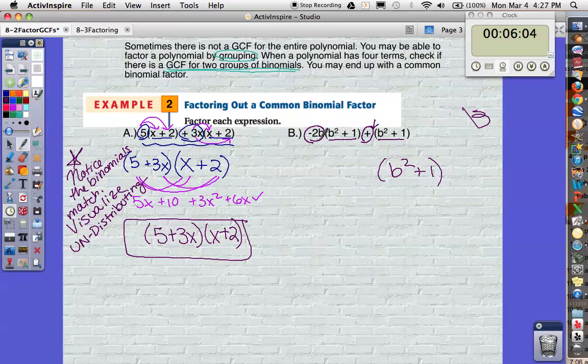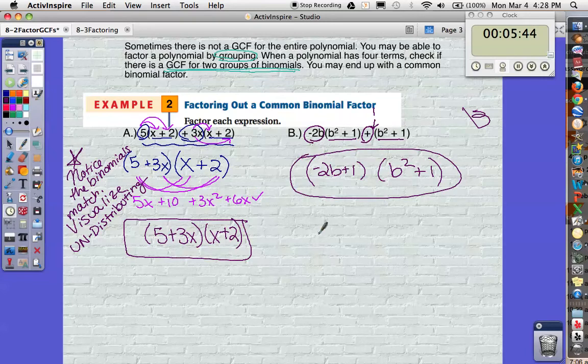Is it just negative 2b? Is there nothing in front of there? Well, we have to be giving something to it. So what's in front of that binomial if nothing's written? It's a 1. So we would have negative 2b plus 1 being distributed. That's going to be where some people will make a little mistake, so watch that.